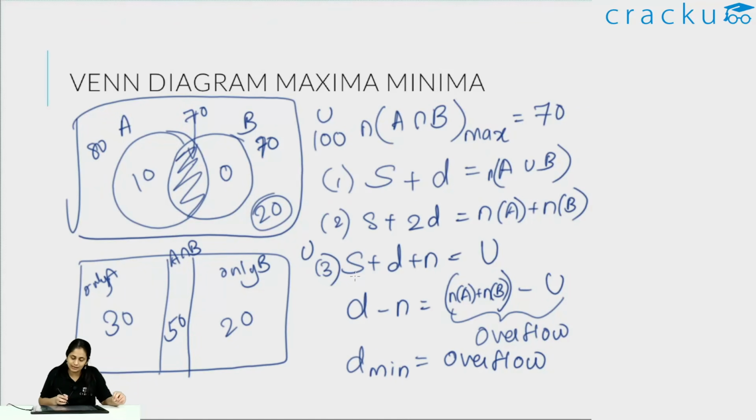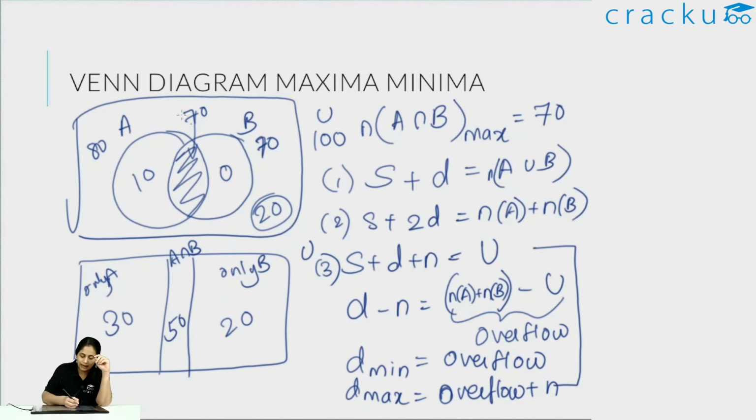Then what is D max as such? D max is equal to the overflow plus n. So I have to find out what is overflow. In this case I have found that the overflow is 50. So 50 plus n will give me a value for the maximum value of D. Now instead of looking at what value of n I can actually put, you have to also consider the fact that D plus n plus S has to be equal to 100.